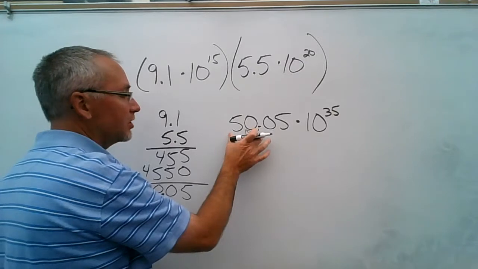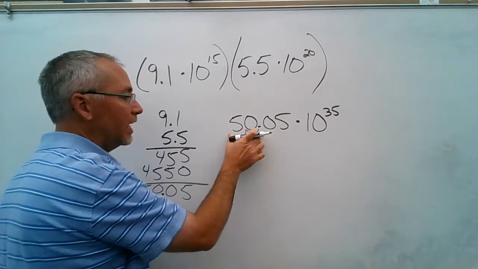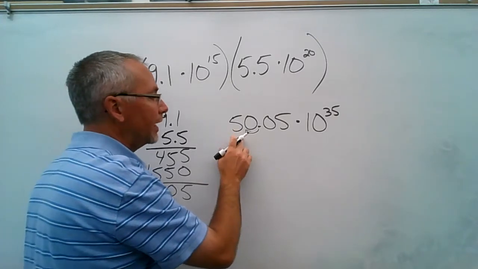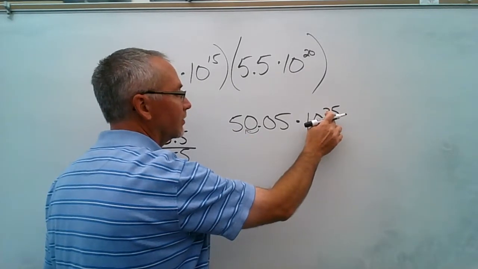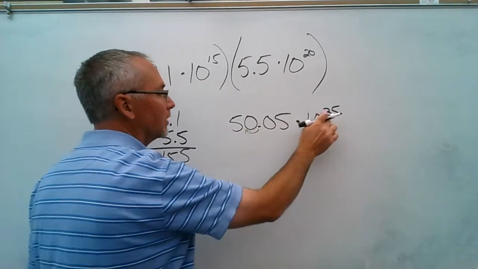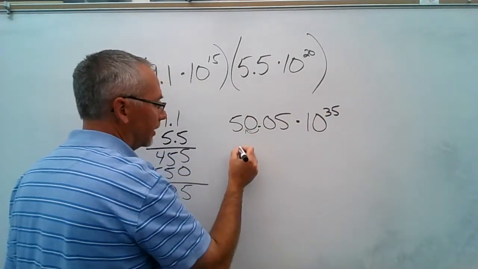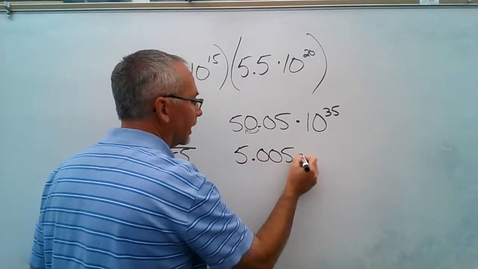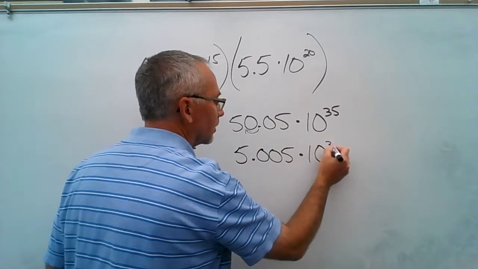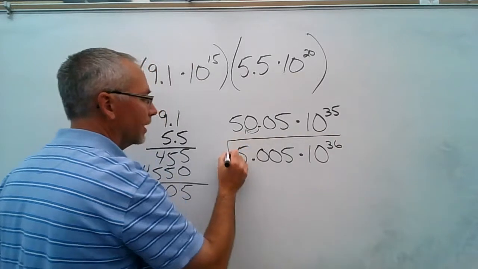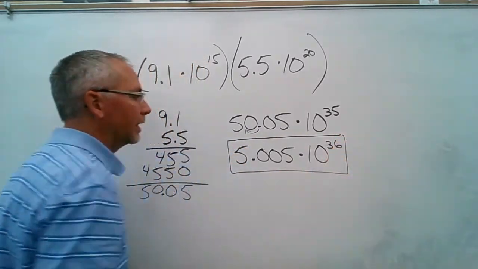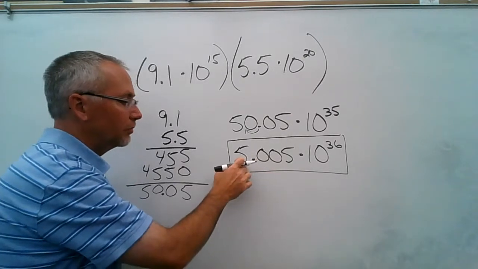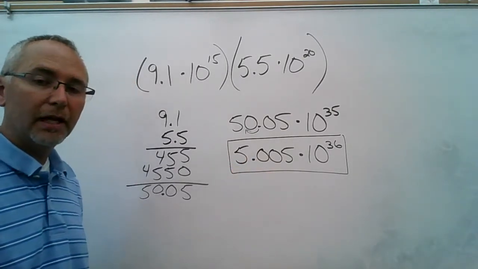Which means I change this from 50 to 5. That means I change this from a big number to a smaller number. And if I do that, I'm going to have to change this because this went smaller. This is going to have to go bigger. And I'm just going to rearrange my numbers by my decimal, and that will give me the same equivalent. And now it's in scientific notation because there's only one number to the left of the decimal.